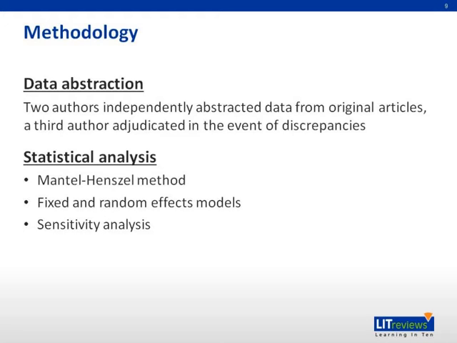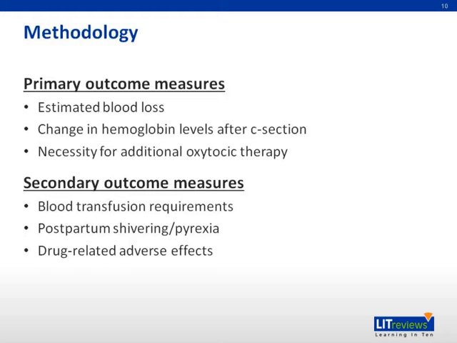These authors then independently abstracted the data, with a third author adjudicating in cases of discrepancies before conducting statistical analysis. The primary outcomes this meta-analysis looked at were estimated blood loss, change in hemoglobin levels after cesarean section, and necessity for additional oxytoxic therapy, although secondary outcome measures recorded are listed as well.